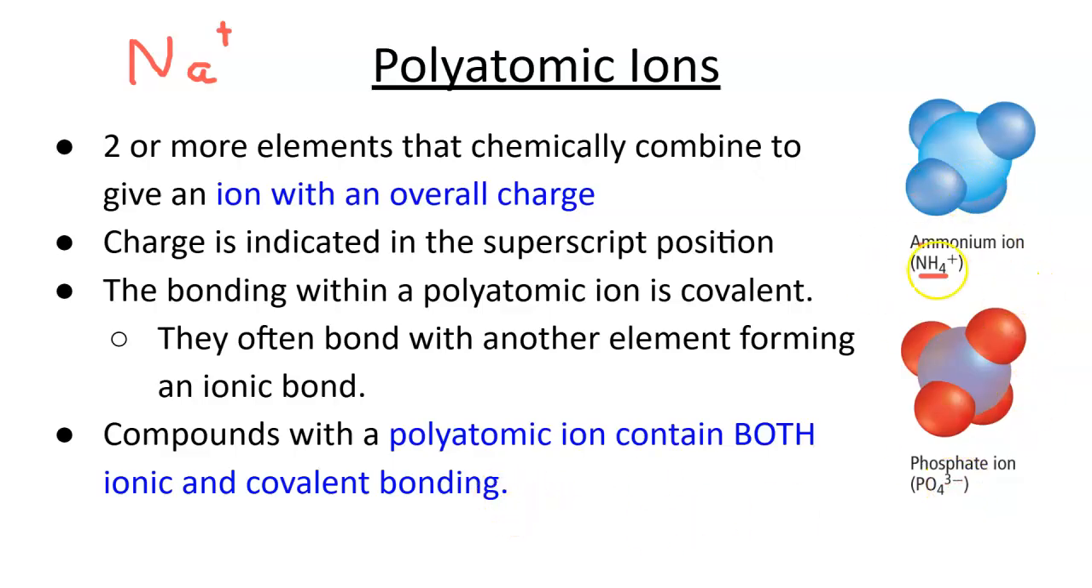Compounds that have these polyatomic ions in their formula exhibit both ionic and covalent bonding. The polyatomic ion, like NH4+, is usually ionically bonded to another ion, like Cl-, for example. But the bonding between the N and the H, two nonmetals, is a covalent bond. So we say compounds that contain a polyatomic ion contain both ionic and covalent bonding.